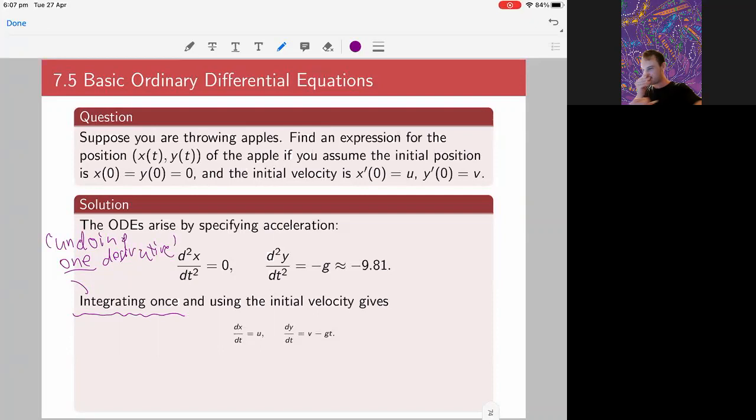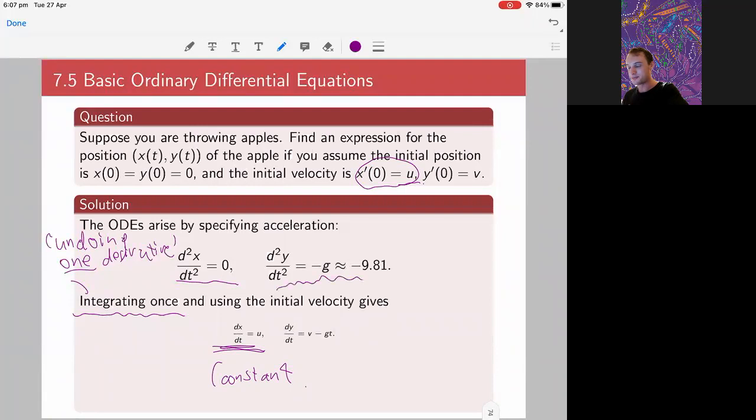So, integrating once. What do I mean by that? Well, let's have a look at this x equation. The second derivative is 0. Now, as we just said, any function whose derivative is 0 everywhere has to be constant. We're saying that the second derivative of x is 0, which means that its first derivative has to be constant. What is this constant? It has to be the same constant that it is initially. So that means that x prime of 0 has to be u, because that's what the x velocity is initially. Okay, that's the easy one.